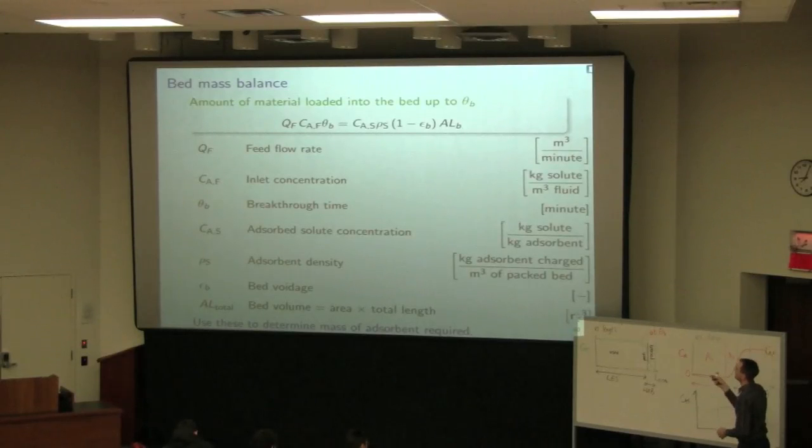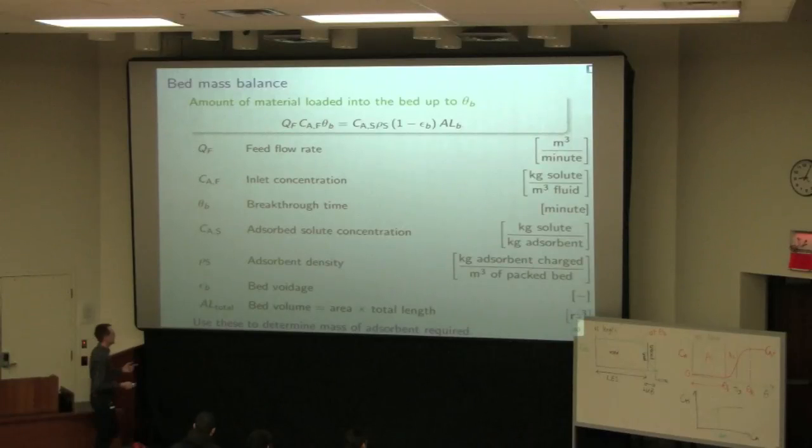So CAS is simply then calculated from the Langmuir isotherm, Freundlich isotherm, or another isotherm, corresponding to an x-axis value of CAF. CAS is a function of CAF. Once I have CAS, I have kilograms of solute per kilograms of adsorbent. And if I know then how much material I've fed into my bed, I can then calculate the volume or kilograms of adsorbent required to take up that amount of solute. Okay, so this is a useful equation to then back calculate how much adsorbent I would require in a packed bed, and I can then use this to help me judge the size of the bed required.